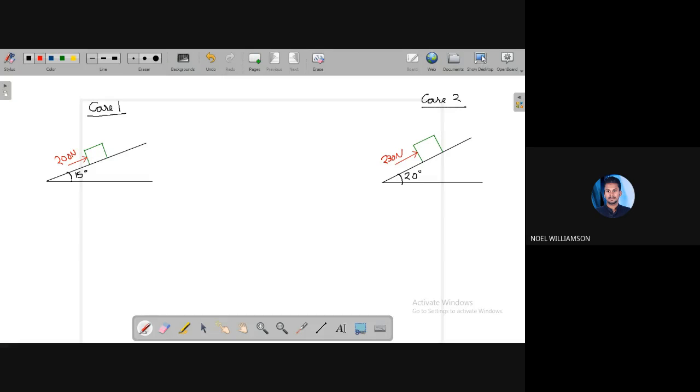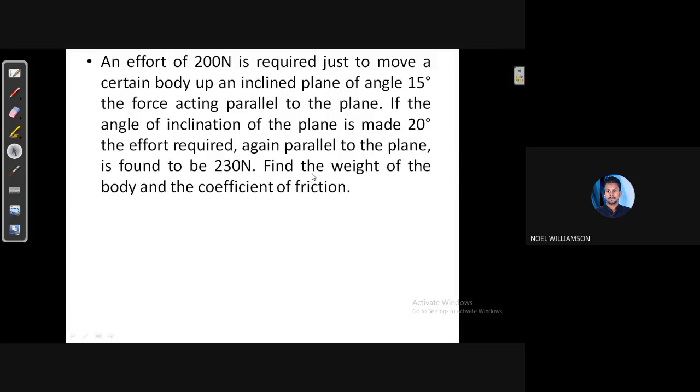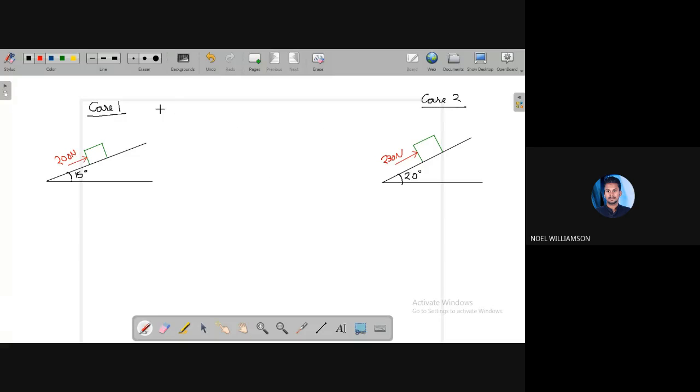Now, find the weight of the body and coefficient of friction. So you have to find W and mu. So the weight is acting in this particular direction. In both cases, W is the weight. So you have to find the weight W and also the coefficient of friction mu. Okay, so we can see case by case.